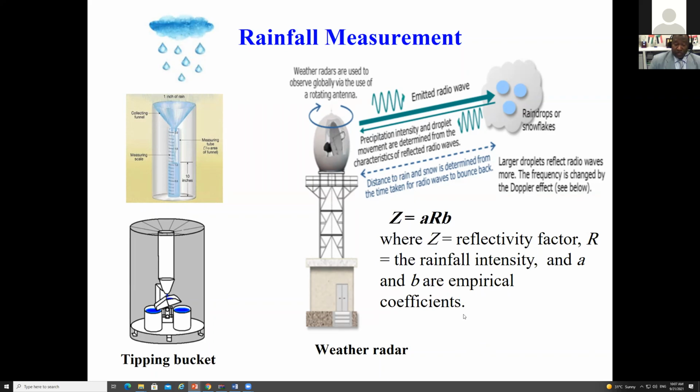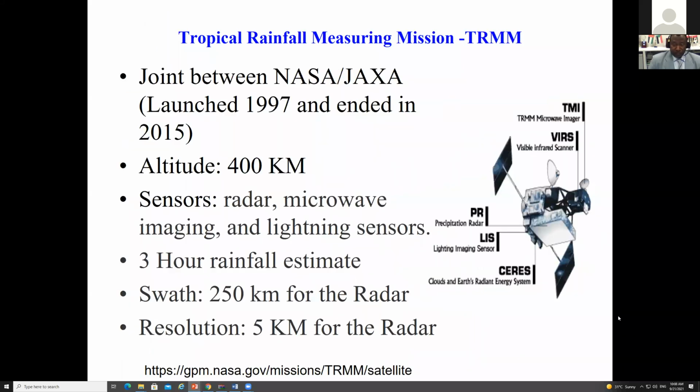How to estimate the rain? This is a basic equation that is commonly used to estimate rain and to link it to reflectivity. Based on the limitation of this 200 kilometers coverage, people and scientists moved to remote sensing.